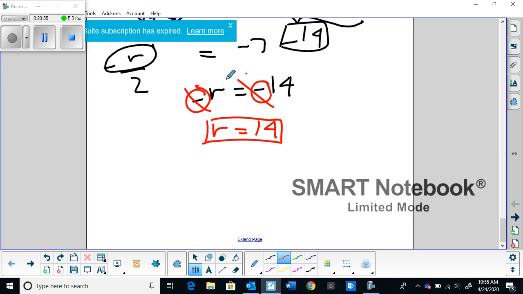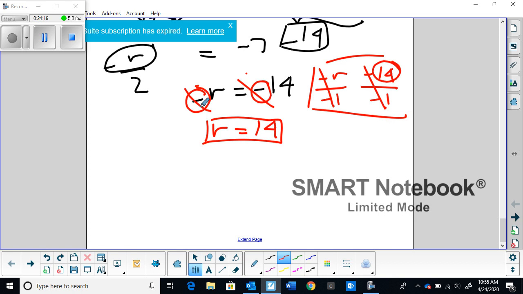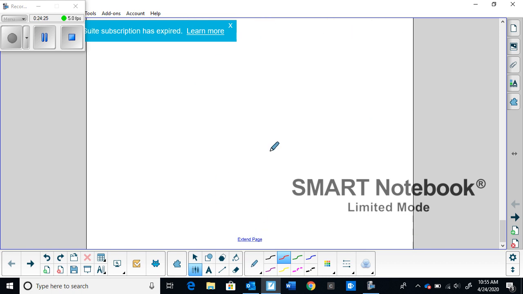The reason for that, for those of you that want to know, you can look it up. But really what we're doing is dividing by a negative 1. So negative r divided by negative 1: the negative cancels out. Negative 14 divided by negative 1: negatives cancel out. We're left with 14. What you need to know is if this is negative and this is negative, you get to get rid of them. So r is equal to 14.